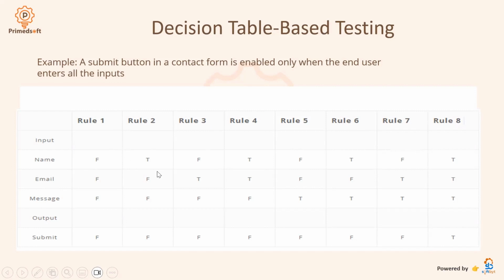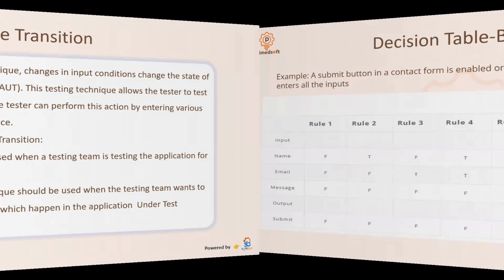When you have your decision table based testing technique, you've drawn the table this way, so it becomes easy for you to test all the possible scenarios, thereby giving this form full test coverage. Is that clear? Any questions here? If there's no question, we'll move on to state transition.